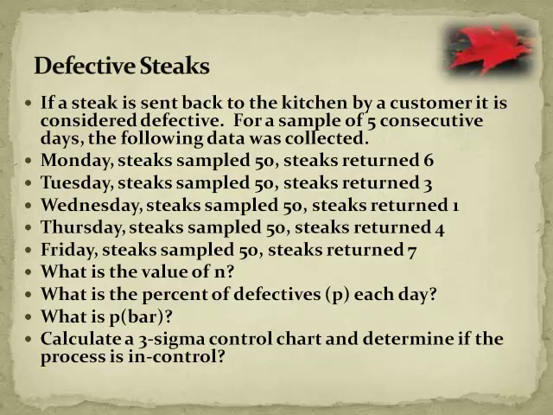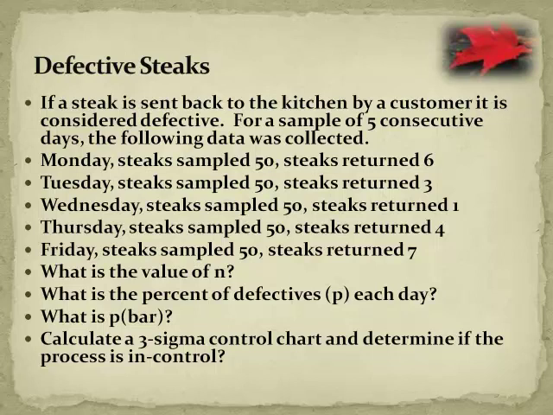Okay, so what is the value of little n? What is the number of observations in each sample? Well, the answer is 50. There were 50 observations in each sample. Okay, what is the percent defective each day? Well, we're going to calculate that. And what is P bar? Well, we're going to calculate that. And then we're going to create a 3 sigma control chart and determine if the process is in control.